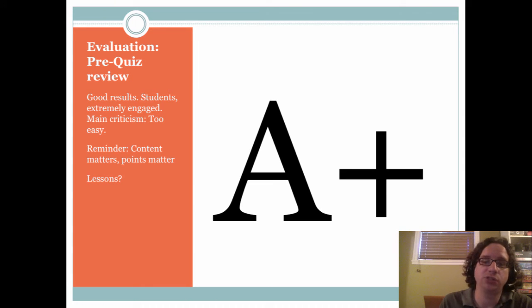So, what are the lessons learned from this? First of all, content matters. Having really good images, having nice sheets, having an interesting visual experience, having them be British buildings, having the little map, all of this matters. All those little details matter. And points matter. We're just before the quiz.